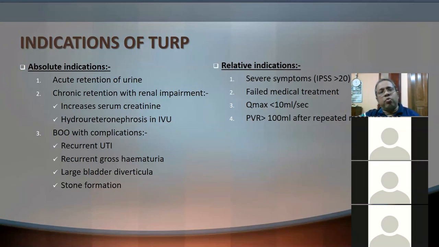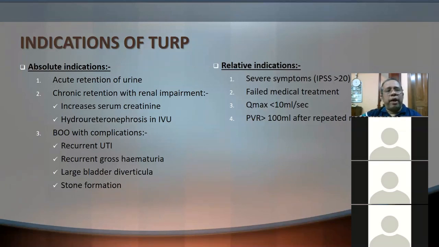Then chronic retention with renal impairment. There is a chronic obstruction there, causing changes in the bladder, and ultimately hydronephrosis. In that case, you must do the prostatic surgery.